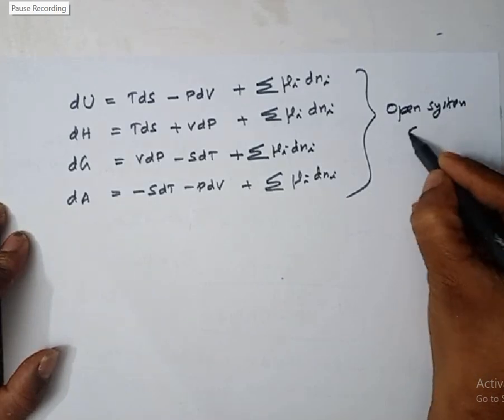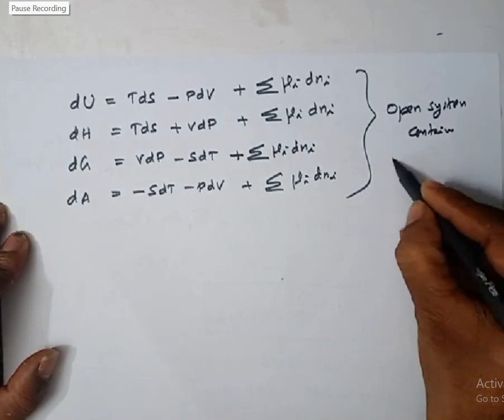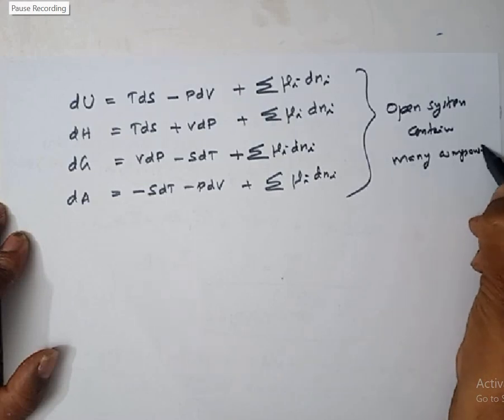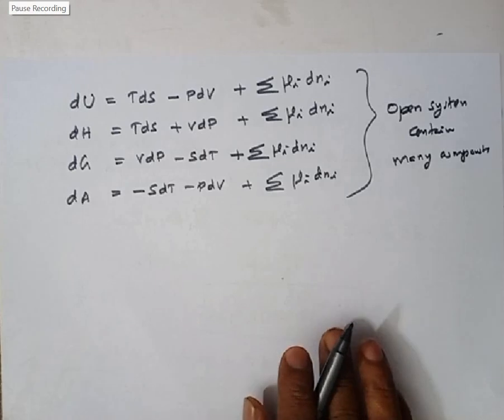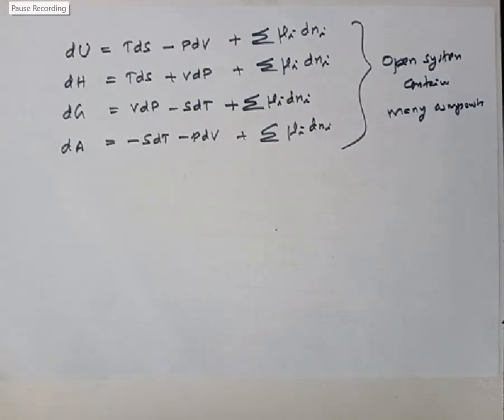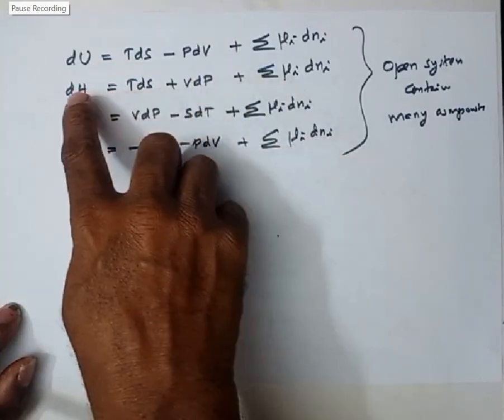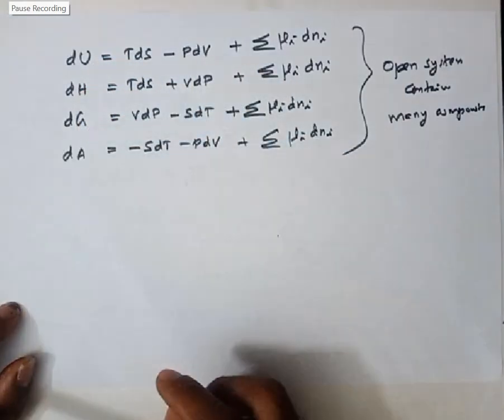Open system containing many components. Okay, take note. See what I'm going to do now. I'm going to write chemical potential in terms of internal energy, enthalpy, Gibbs free energy, and Helmholtz free energy.